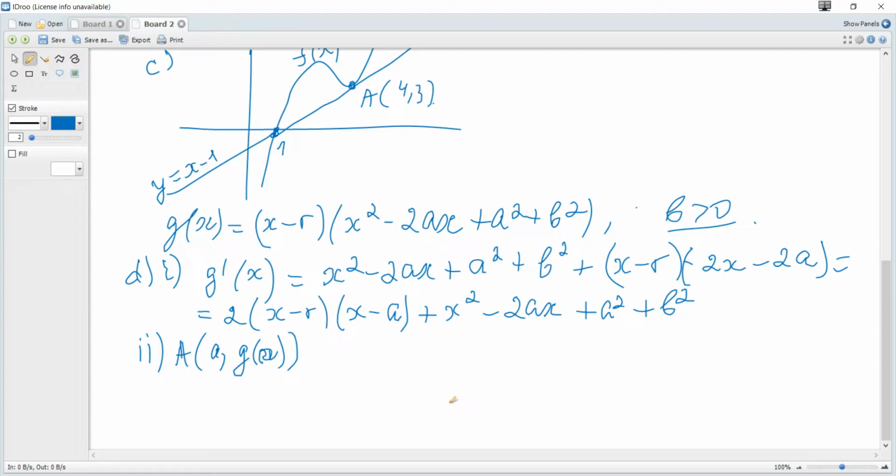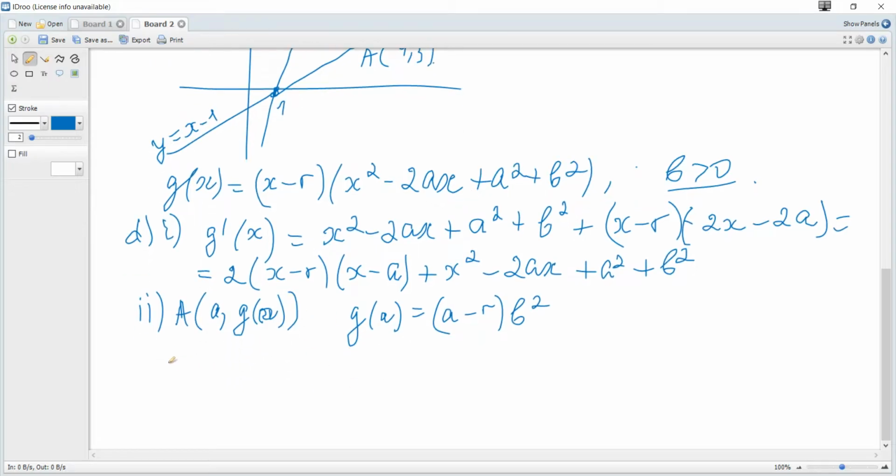So we need the equation of a tangent, and we will need the y coordinate of point A. So let's find it. g(a) is equal to (a minus r)(a squared minus 2a squared plus a squared plus b squared). The bracket a squared minus 2a squared plus a squared is 0, so it's just multiplied by b squared. The derivative at point A: a minus a is 0, so it's 0, and a squared minus 2a squared plus a squared is 0, and it's just b squared, and that's the gradient of the tangent.